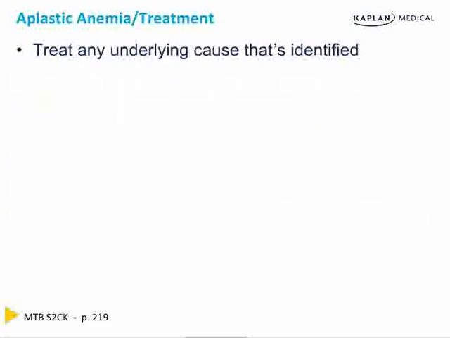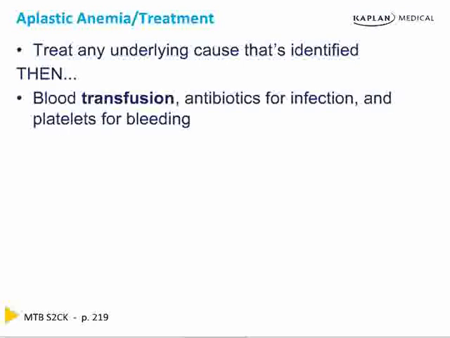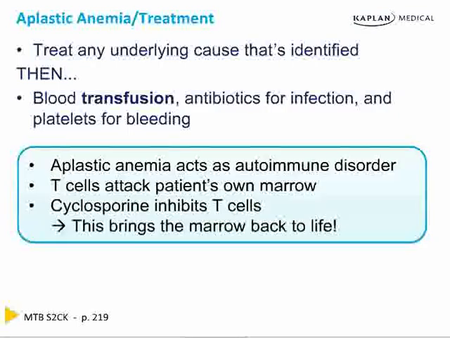You must treat any underlying cause that's identified. Treat that lupus, treat the B12 and folate deficiency, get rid of the alcohol, treat the cancer. Then, if you still have pancytopenia, give blood transfusions and antibiotics for infection, and platelets for bleeding, which is basically the concrete meaning of supportive therapy. That is supportive therapy. Transfuse the anemic, treat the infections, platelets for bleeding.